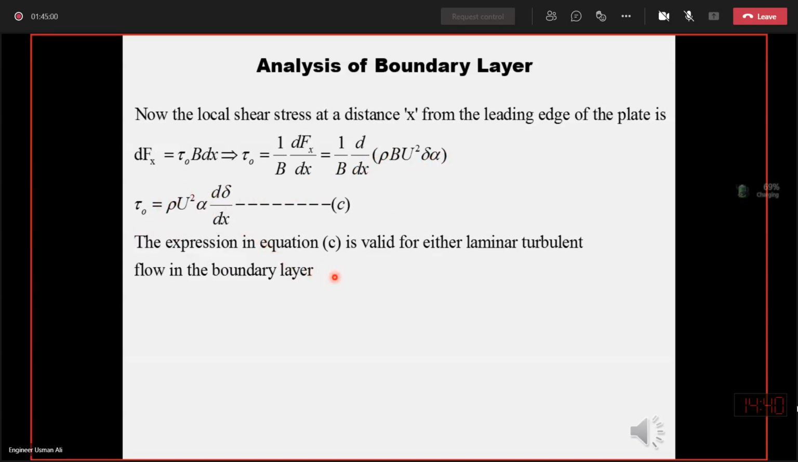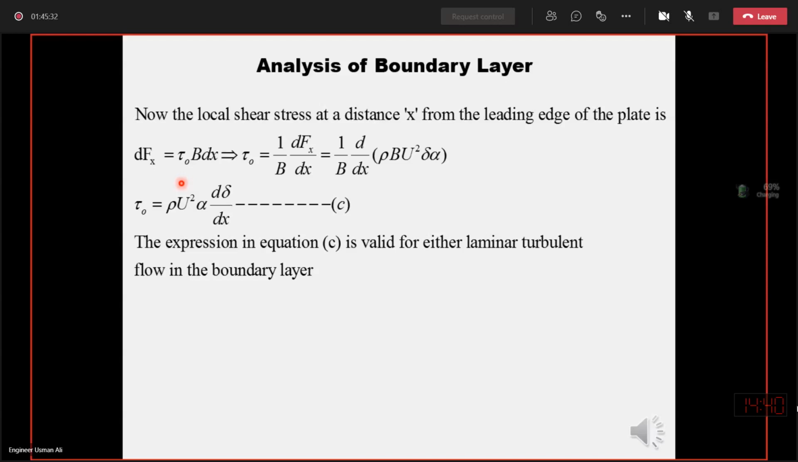So this is the expression for the shearing stress or the boundary shear stress, which is valid for both laminar and turbulent flow in the boundary layer. This expression in equation c is valid for both. We will use it further for the analysis of laminar and turbulent boundary layer in the next lecture. So this is it about today's lecture.